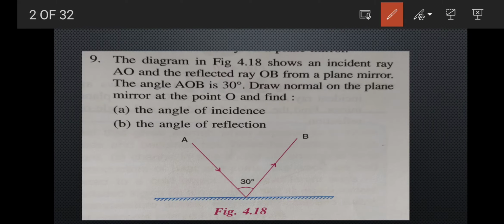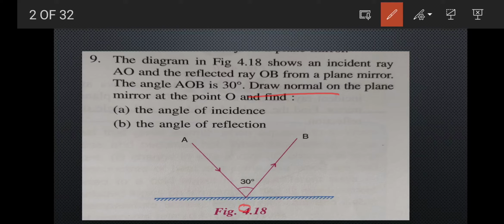Diagram is drawn here. The figure shows an incident ray AO. O is not written here, it should be O. And a reflected ray OB from a plane mirror, and the angle AOB is 30 degrees. Draw the normal on the plane mirror at the point O and find the angle of incidence and angle of reflection.